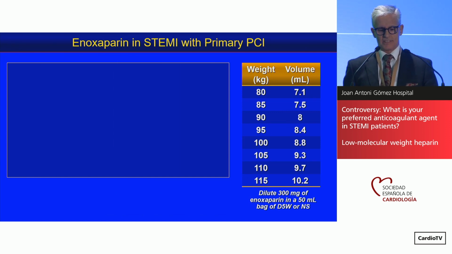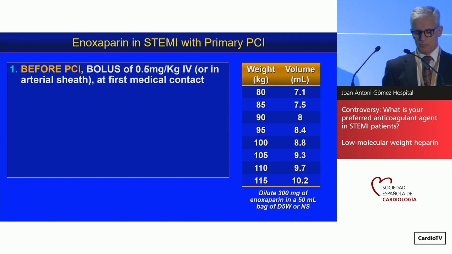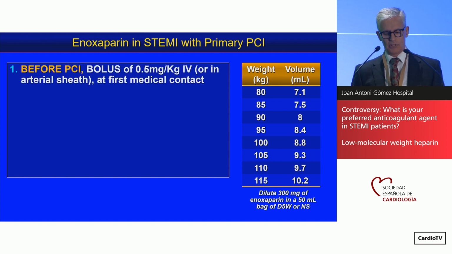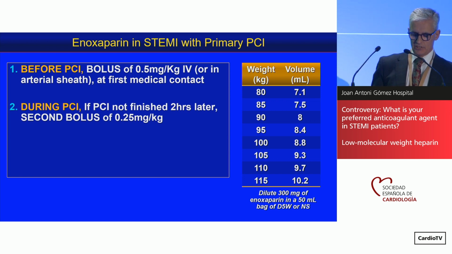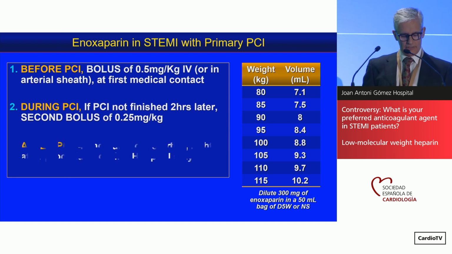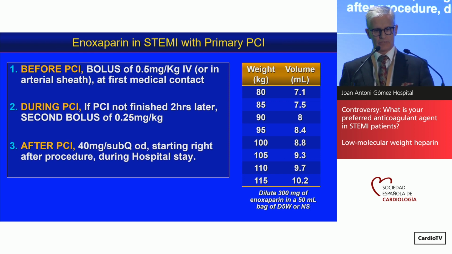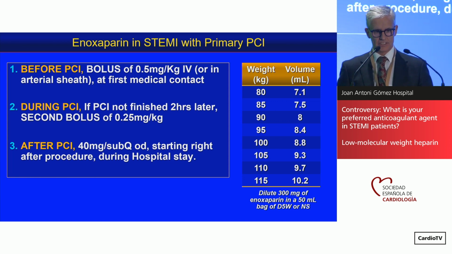If you use enoxaparin in a STEMI patient with primary PCI, you have to make, before PCI, a bolus of 0.5 milligrams per kilo intravenous or intraarterial, at the first medical contact or in the lab. If the PCI is not finished 2 hours later, a second bolus, half of the first, 0.25 milligrams per kilo. And the third is continuous enoxaparin with a low dose, 40 milligrams subcutaneous once a day, starting right after the procedure and during the hospital stay.